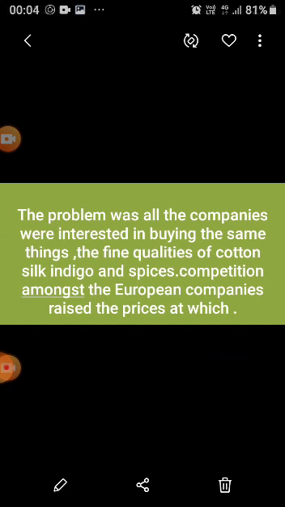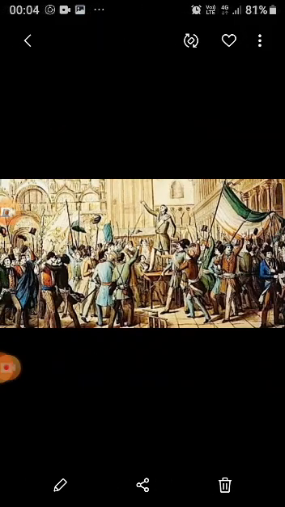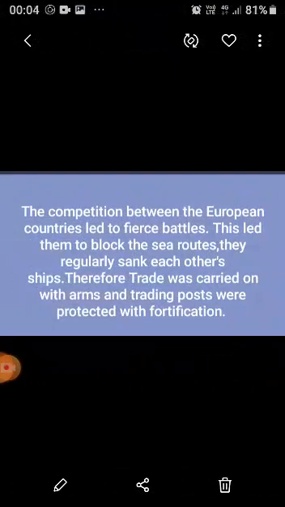But what was the vision of these companies? That they are going to purchase at a lesser price and sell at a higher price, which did not happen. When it did not happen, what was the scenario? All these companies had a trade war. That means the competition between the European countries led them to fierce battles, and this led them to block the sea route. In order to safeguard themselves from each other, the companies blocked the routes. They even sank each other's ships. This was the harm they were doing to each other, and they prevented rival ships from moving in with supplies of goods to the European country.